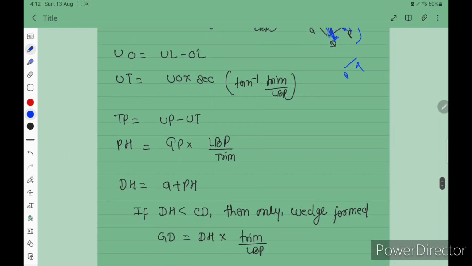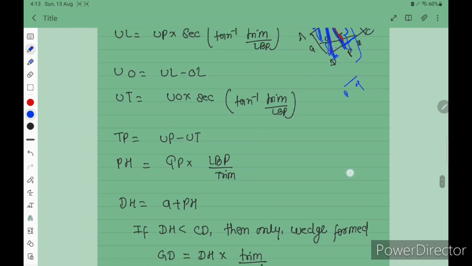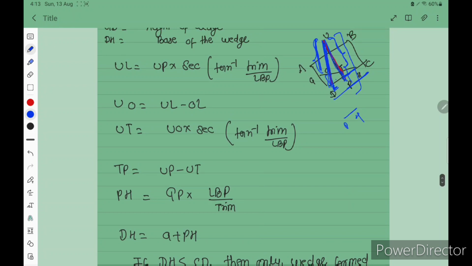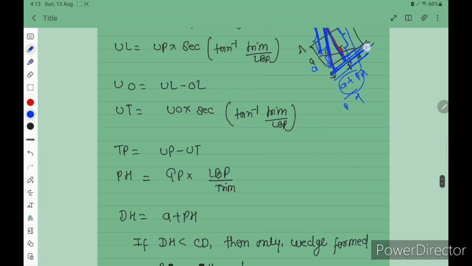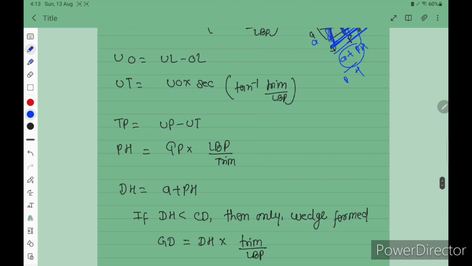Now DH is equal to A plus PH. From here to here it is A, so A plus PH is equal to DH. If DH is less than CD, where CD is the length of the tank, then only is a wedge formed, and only then we use the wedge calculation formula. Otherwise there is no need to calculate; we directly use the formula for when the ullage was corrected by trim or list. If it is radar, we use that formula.